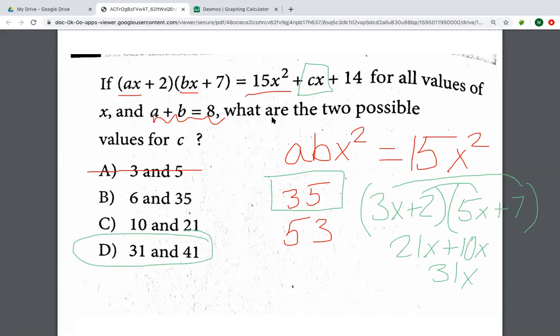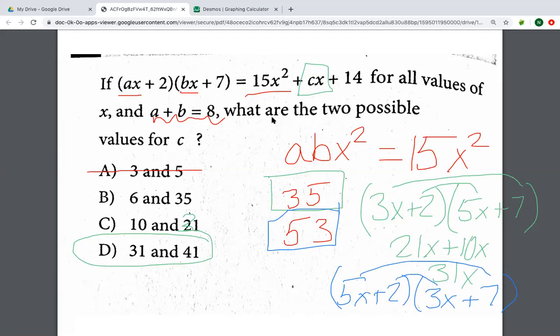But let's just pretend for funsies that answer C also was 31. So I also have to do it for the second equation with 5 and 3. So we have 5x plus 2 and 3x plus 7. And the same thing, I'm only concerned about the inner and outer ones. So I have 35x plus 6x, which gives me 41x. So that confirms that D is my right answer.